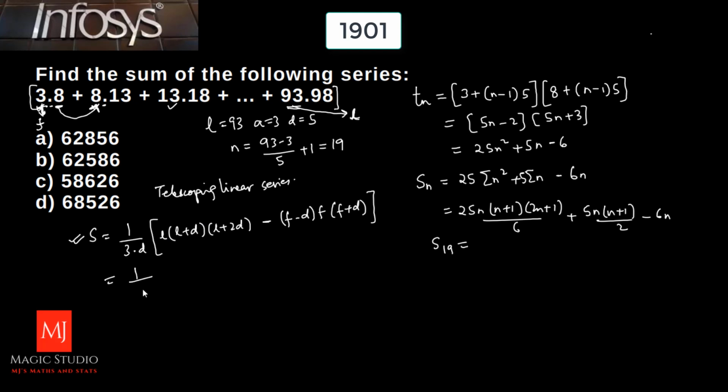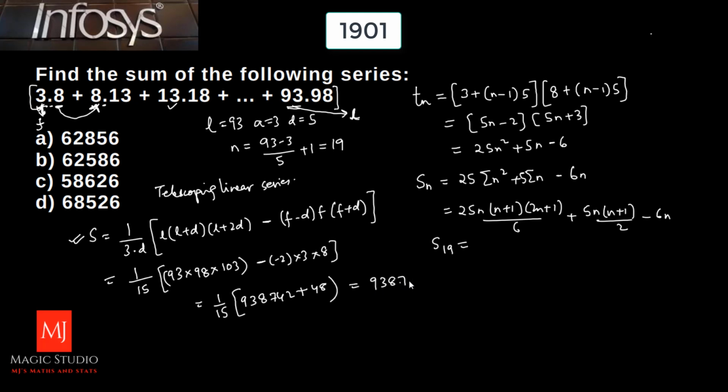So here it would be 1 upon 3 into d, which is 5, into L, which is 93, into 98 into 103, minus f, which is 3, so 3 minus 5 is minus 2, into 3 into 8. So that would be 1 by 15 into 93 into 98 into 103, which is 938,742, plus 48, that equals 938,790 by 15, and that would give 62586, and that fits in option B.